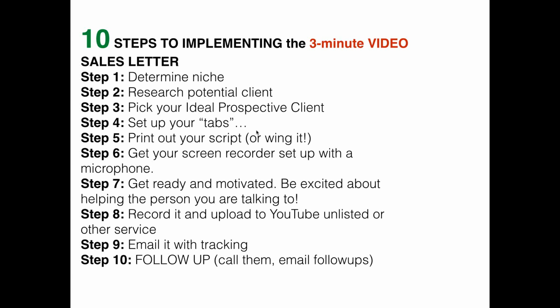Step 8 is you record it, and then you can upload it to YouTube as an unlisted video, or you can use another service. If you're using Jing, for example, you could save it into their screencast.com, and then you'd have a link. So that's a decision that you can make, but YouTube unlisted works great because you have that URL. And then, of course, you want to use email with tracking, so that means that you can use your Lead Finder Jack or any other system, but why not use the tools you've got? If you've got Lead Finder Jack, you've got the best tools out there.